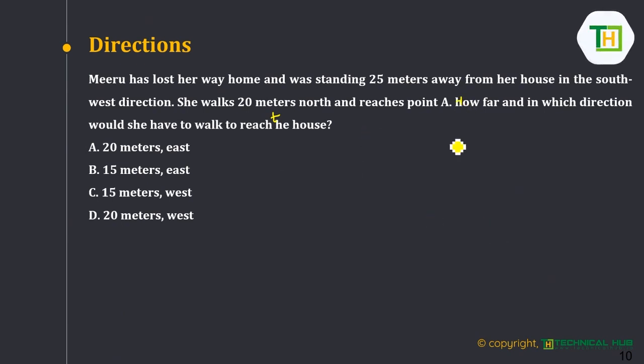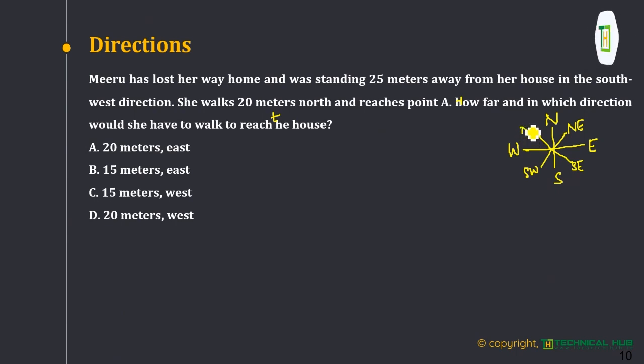She lost her way home and was standing 25 meters away from her house in the southwest direction. So let's have a look at the directions. If I take this as east, this will be west, and this is north, and this is south. In between north and east, it is northeast. In between south and east, it is southeast, and then southwest and northwest. So southwest direction means this direction, and that is what we need in the question.